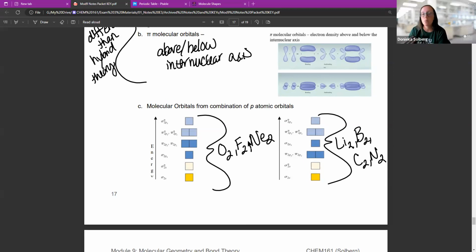But we can show that and we can explain it. So their molecular orbitals are difficult to predict. So that's why I will give you the new molecular orbitals and be like, okay, fill them in with the electrons and then calculate the bond order, something like that.